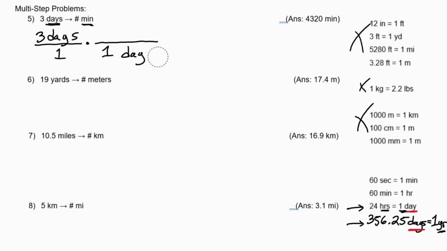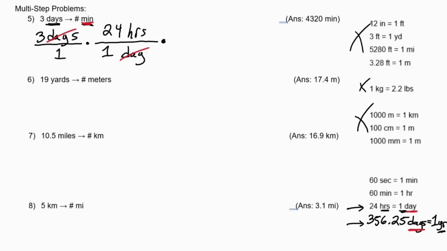And I know I have plural over here, but that doesn't really matter. 1 day is equal to what? That's equal to 24 hours. Okay, so once again, our units do cancel out. Our days will cancel out, leaving us with hours, but we don't want hours. We want minutes. So this is where the multi-step actually comes in.